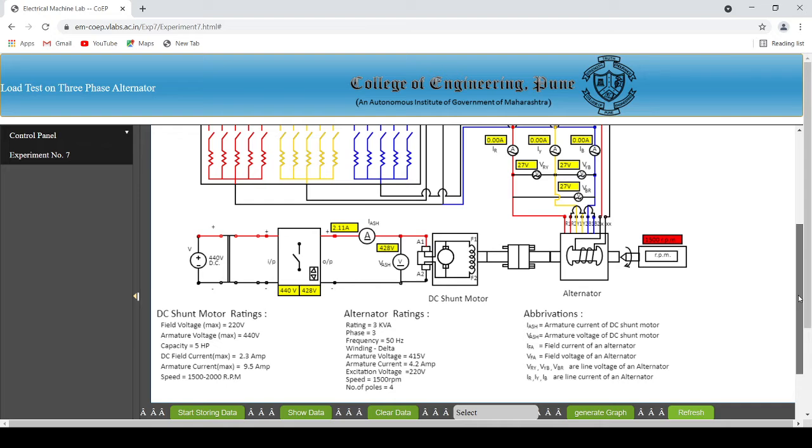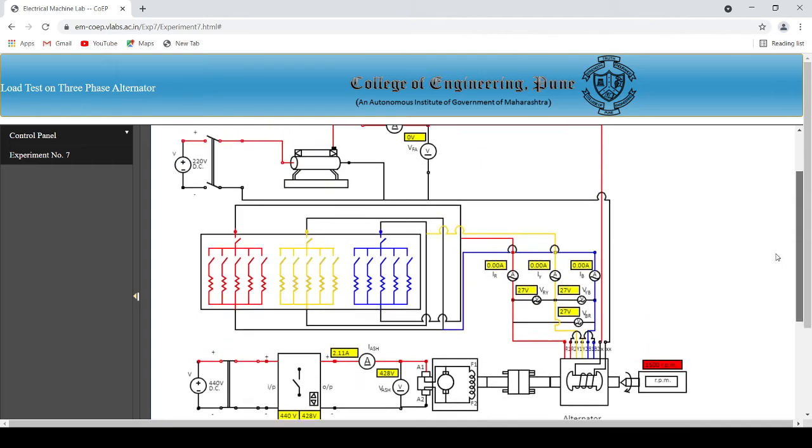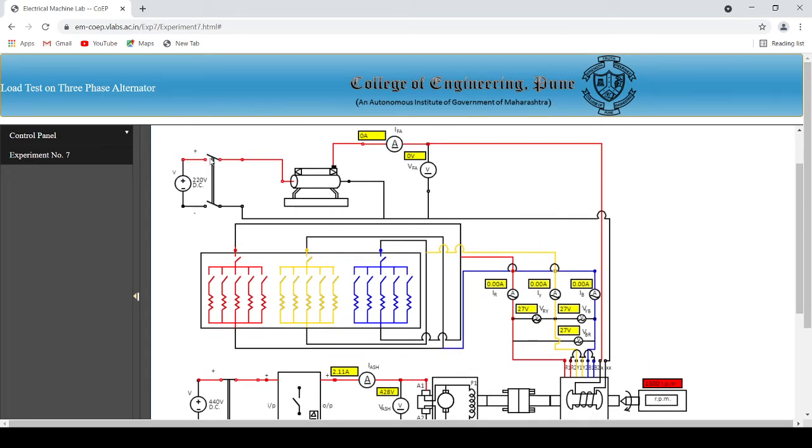Now we have to excite the field system. As per the rating, the field system armature voltage must be 415 volt. The field system is connected through the upper side. This is the field system. We are initially closing it, then we are increasing. We have to get 415 volt here, which is the rated armature voltage prescribed here. Till 415, yeah, we get 413.